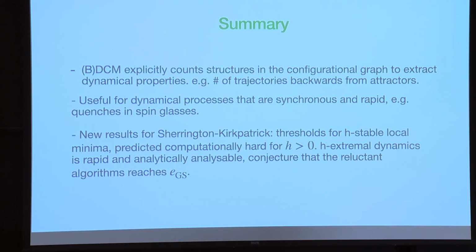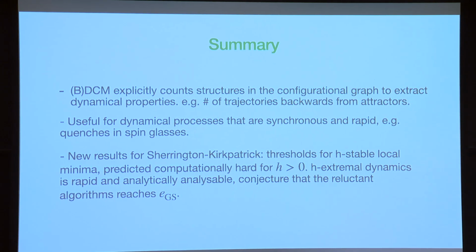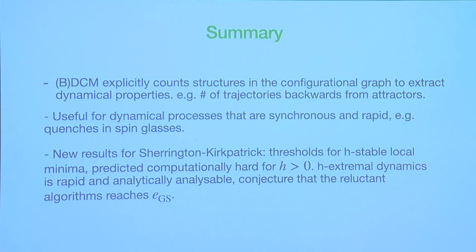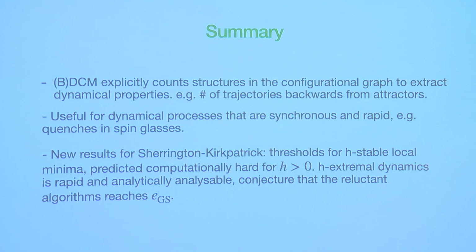So just a summary. With this backtracking dynamical cavity method, we can explicitly count structures of trajectories that go to a fixed point and their basin of attraction, and this gives us access to a lot of dynamical properties that before we did not have, because things happen interestingly from the end of the dynamics and not from the beginning.